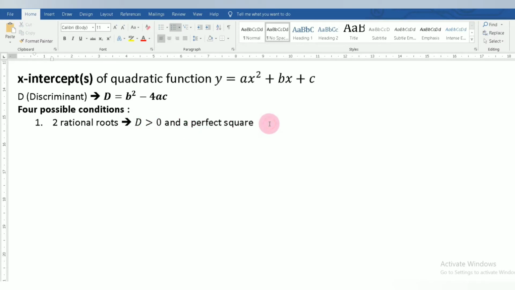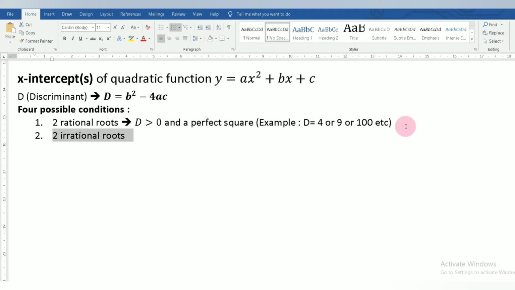Let me remind you that a perfect square is a value that, if you square root it, you will have another integer. For example, 4 or 9 or 100. These are examples of perfect squares. So whenever the value of D is positive and a perfect square, you will have two values of x-intercepts for your quadratic function, and they must be rational numbers.